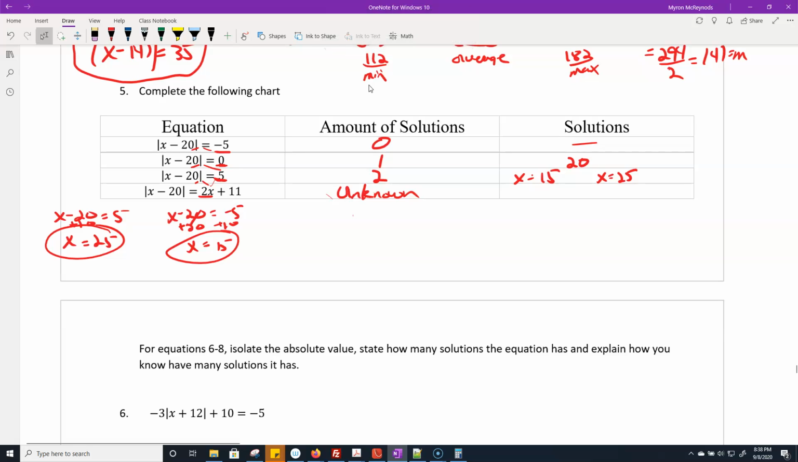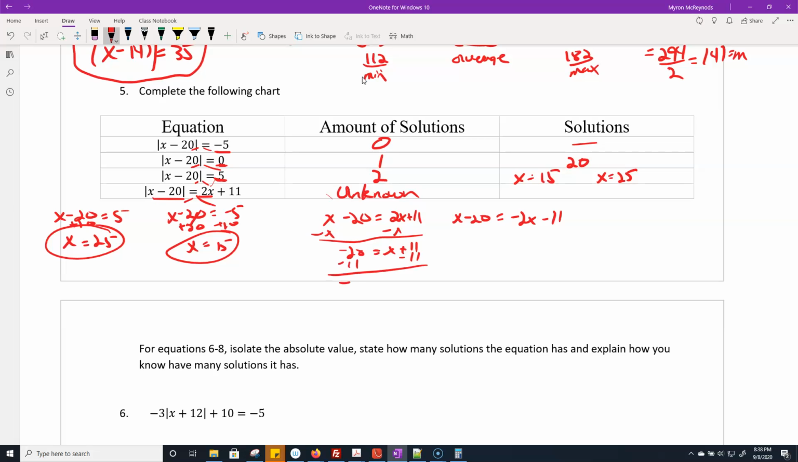And it's already by itself, the bar, so I'm going to split into 2 equations, and I get x minus 20 equals 2x plus 11, and x minus 20 equals, remember you got to flip them both negative, not just one, both of those negative, negative 2x minus 11. And I'm going to solve these two. Let's do minus x to both sides. Negative 20 equals x plus 11, minus 11.